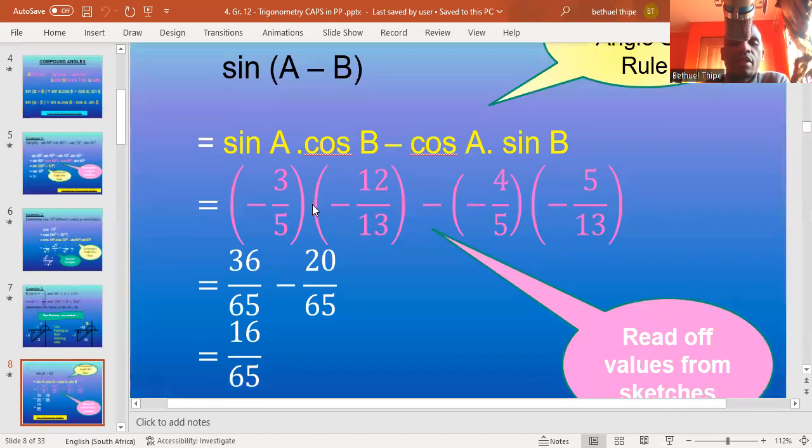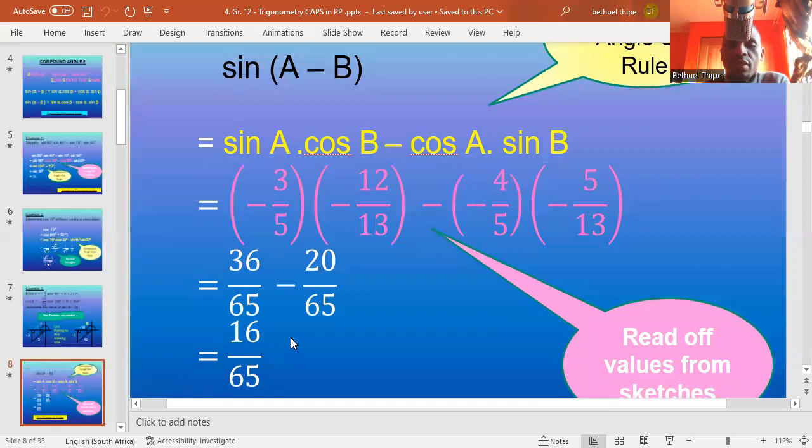Having said that, here we use multiplication, we get 36. Because we said 3 times 12, we get 36. Negative times negative is positive. Then 4 times 5 is 20, and 5 times 13 is 65. So here we see that the denominators are the same. We just write one of these numbers. So 36 minus 20, we get 16 out of 65.